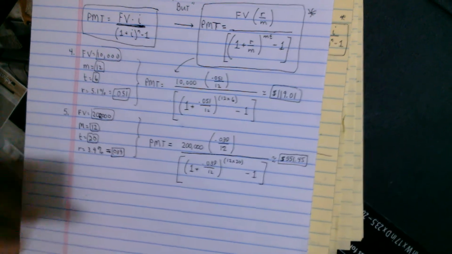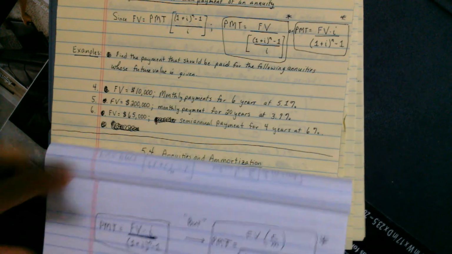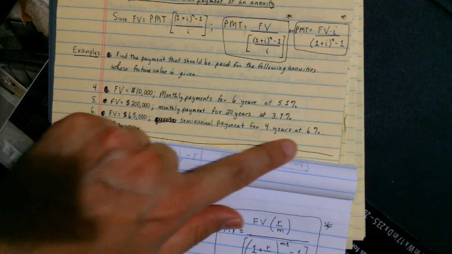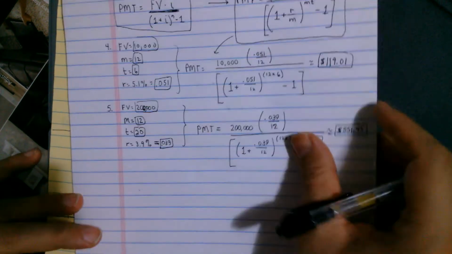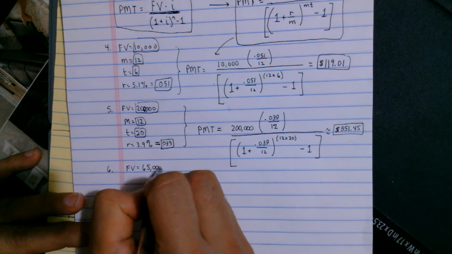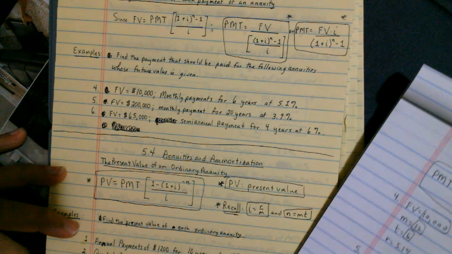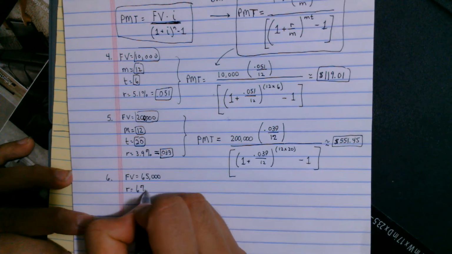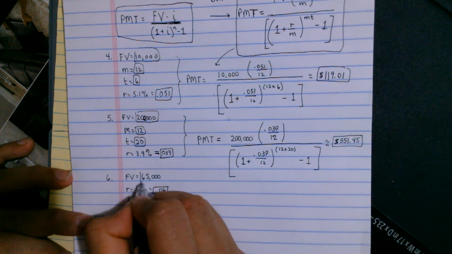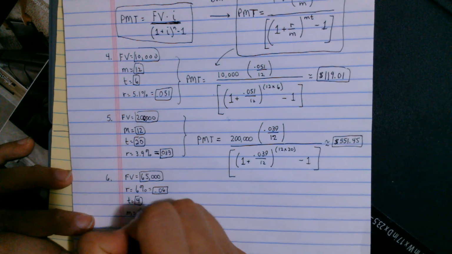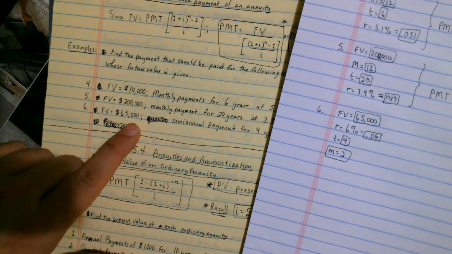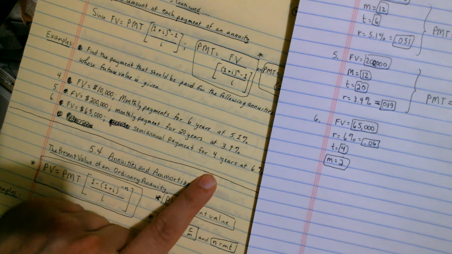That's your individual payment. And now one more, number 6, future value of 65,000, semi-annual, M is 2, T is 4, and the percentage R is 6%. So future value 65,000. The interest rate is 6%, which is 0.06. The time, 4 years. And then semi-annual means 2. So semi-annual, M is 2. Future value is 65,000. 4 years at 6%.